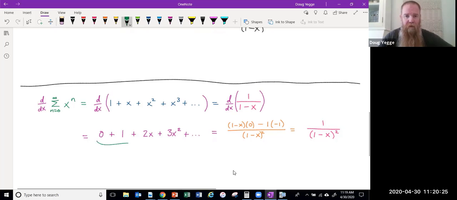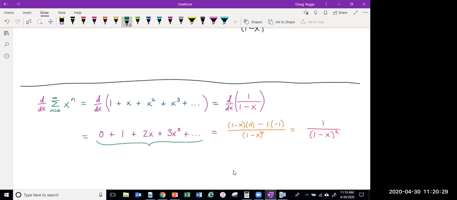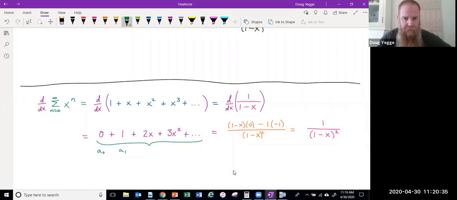So what would this formula look like? The sum of n equals 0 to infinity of n times x to the n minus 1. Close. But keep in mind that this is a 0, and this is a 1, and this is a 2, and this is a 3. So let's try to rewrite that as a sum. The sum from n equals 0 to infinity.